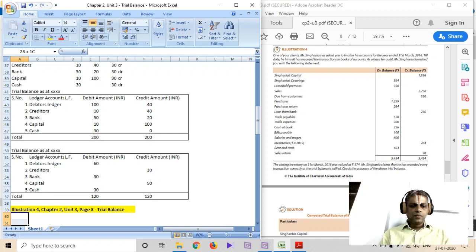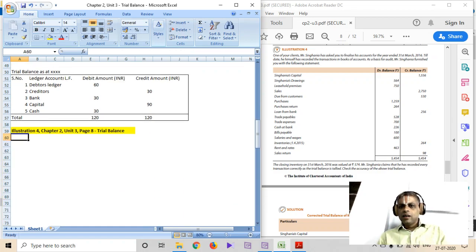Okay, so let's prepare. One of our clients, Mr. Singhania, has asked you to finalize the accounts for the year ended 31st March 2016. Till date, he himself has recorded the transactions in the books of accounts. As a basis of audit, Mr. Singhania furnished you with the following statement. The closing inventory as on 31st March is valued at ₹574. He says that he has recorded every transaction correctly as the trial balance is tallied. Check the accuracy of the above trial balance. Let's do that. As you can see here, the trial balance is matching, but we have to identify what error we have, right?